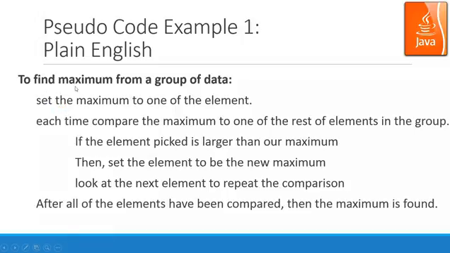If we want to find the maximum from a group of data, set the maximum to one of the elements, and each time you change your element and compare it to the maximum. If the element picked is larger than the maximum, then set the element to be the new maximum, and repeat until you finish all the data in the group. At the end, the remaining maximum is found as the maximum of the group.